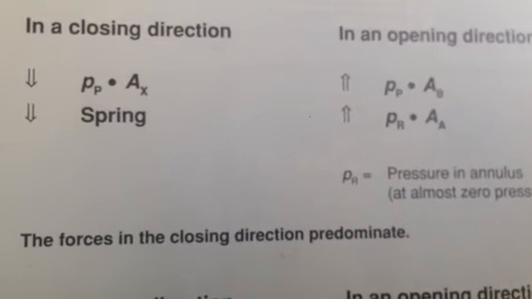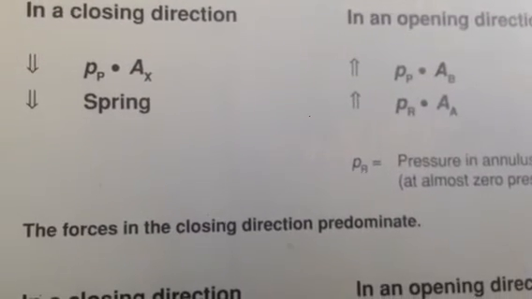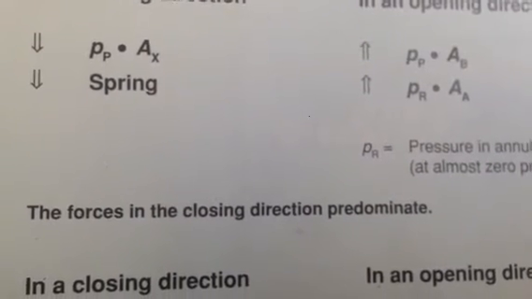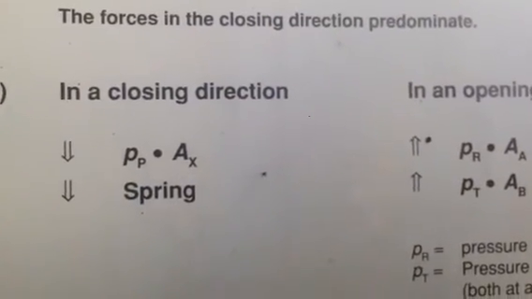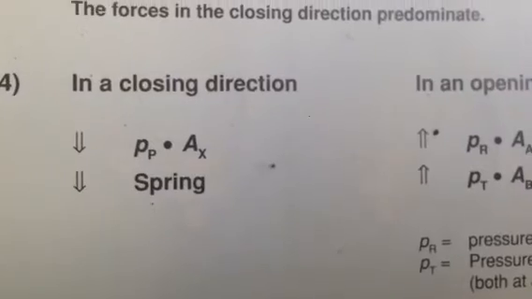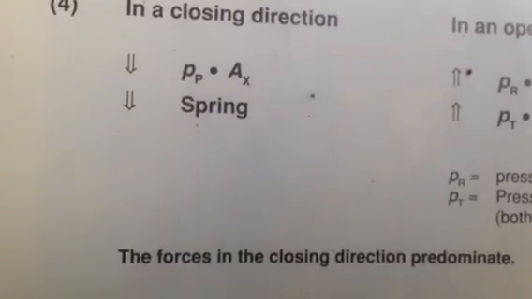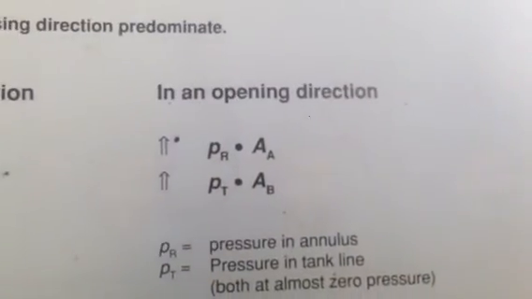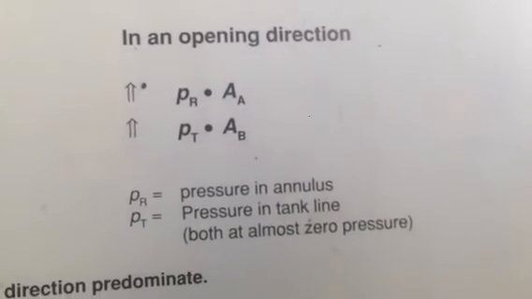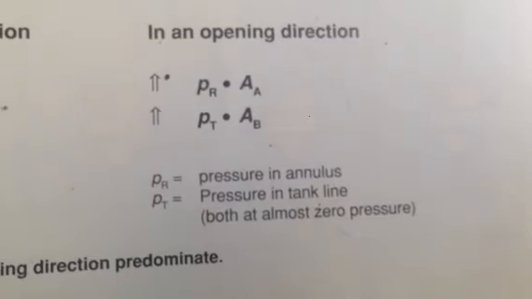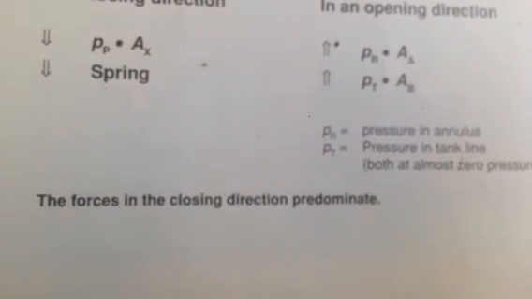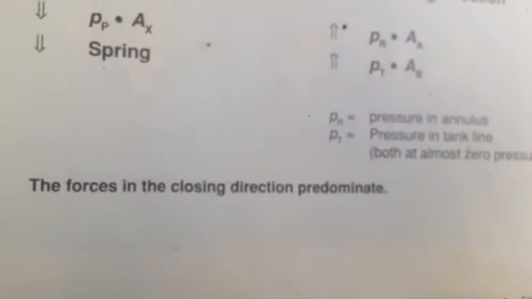In closing direction is PP into AX and spring, and in opening direction PK into AA over PT into AB, pressure in annulus, pressure in tank line, both at almost zero. The forces in the closing direction dominate.